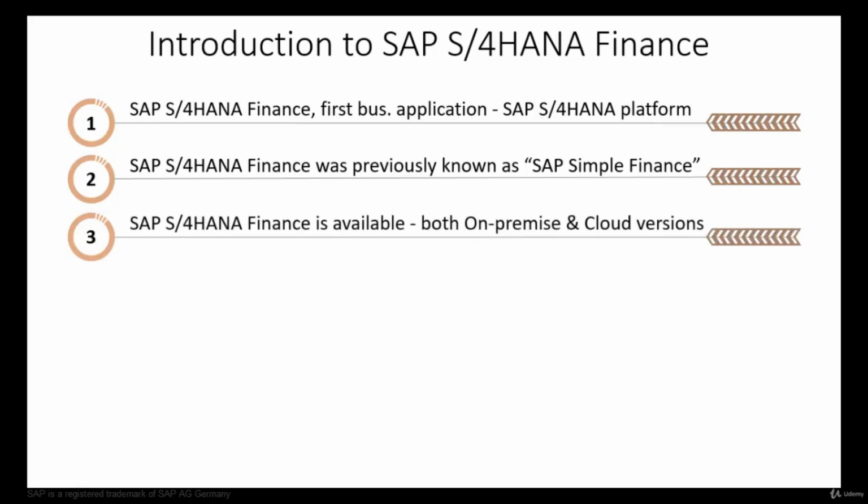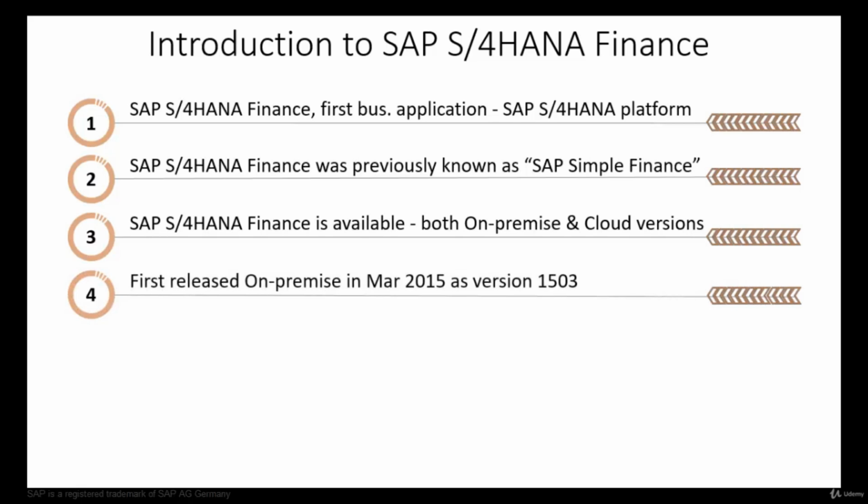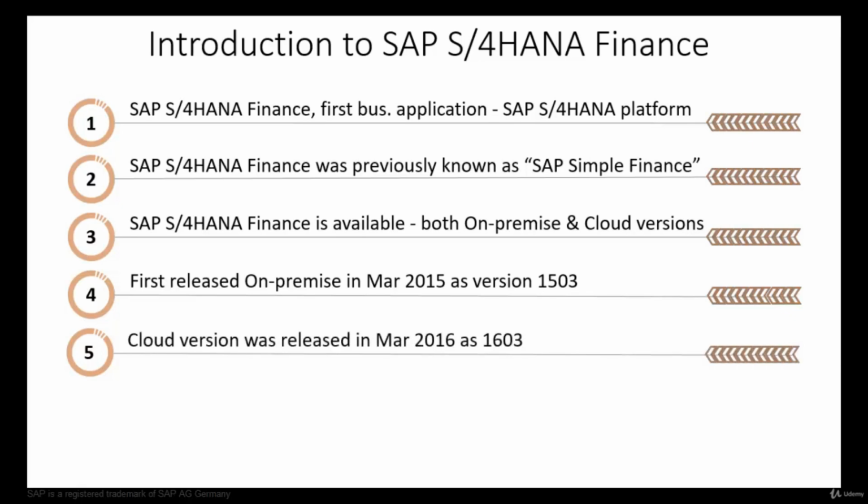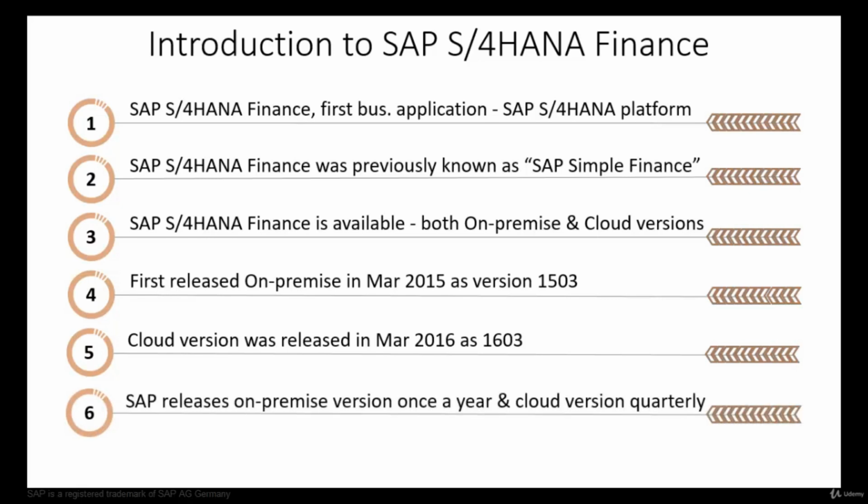Next, SAP S/4HANA Finance is available as both on-premise and cloud versions. SAP S/4HANA Finance, as SAP Simple Finance, was first released on-premise in March 2015 as version 1503. Similarly, the first cloud version of SAP S/4HANA Finance was released in March 2016 as 1603. And with this release, SAP Simple Finance is known as SAP S/4HANA Finance. Just keep in mind that SAP releases the on-premise version once per year and the cloud version quarterly. So after March 2016, several versions for on-premise and cloud were released, which we will have a look at in our next slides.